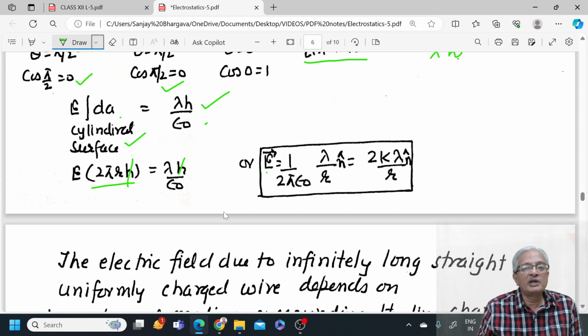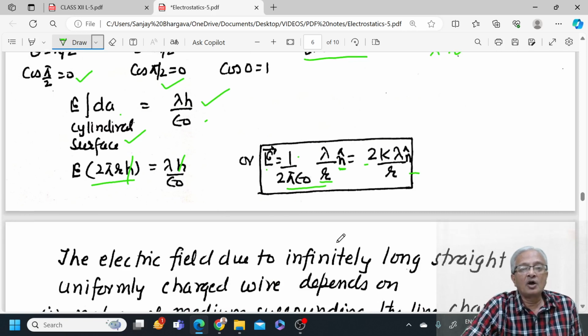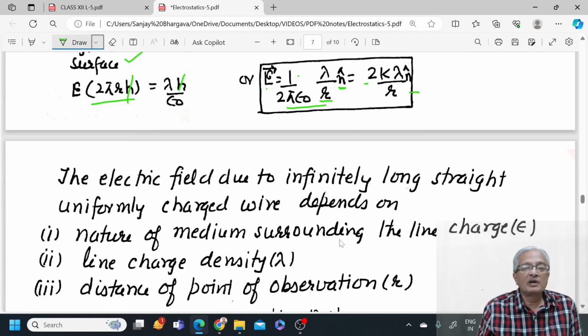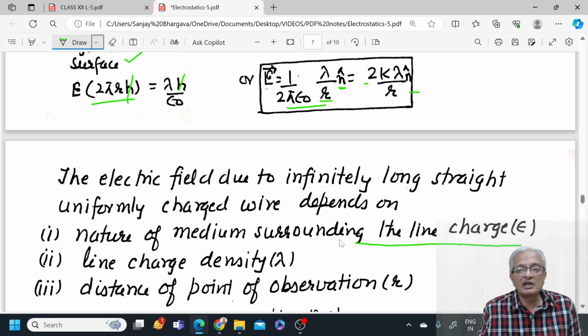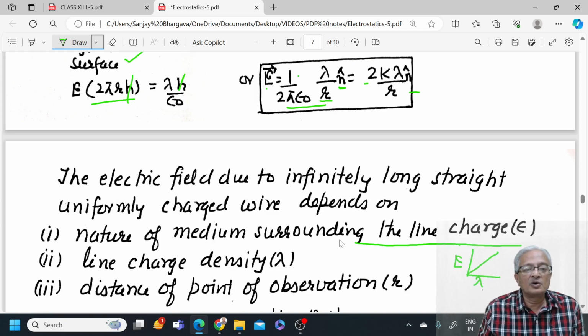So the electric field would be equal to 1 upon 2 pi epsilon 0 lambda upon r n cap, or it could be written as 2k lambda upon r n cap. The direction of the electric field is along the direction of the normal. So what does the electric field due to an infinitely long conductor depend upon? It depends upon the nature of the medium surrounding the line charge through epsilon. It also depends upon the line charge density. The more the line charge density, the more the strength of the electric field. You can always plot a graph between E and lambda. It would come out to be a straight line passing through the origin.